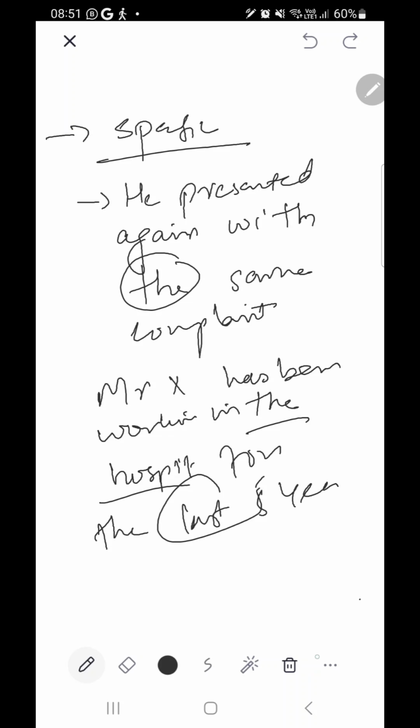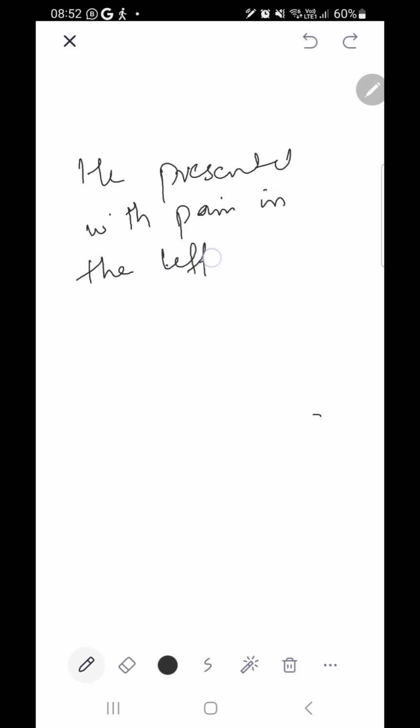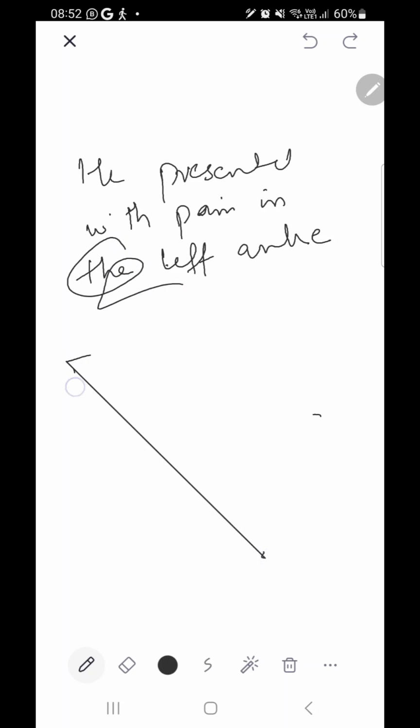Okay, we can also use the with a body part. He presented with pain in the left ankle, or in his left ankle as well. We can also write the patient, let's say. So we have to use the article the with something specific.